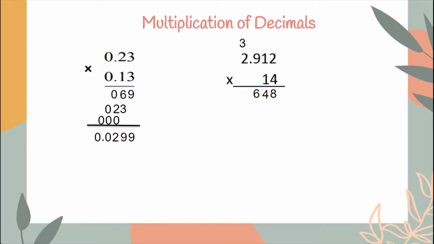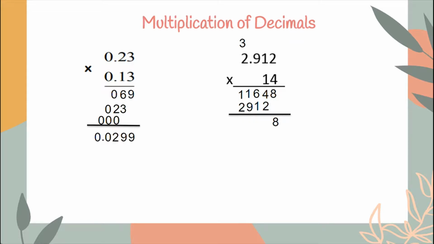4 times 2, that is 8. 8 plus 3, that is 11. Let's go with our second number. 1 times 2, 2. 1 times 1, 1. 1 times 9, 9. 1 times 2, that is 2. And let us add. Bring down 8.